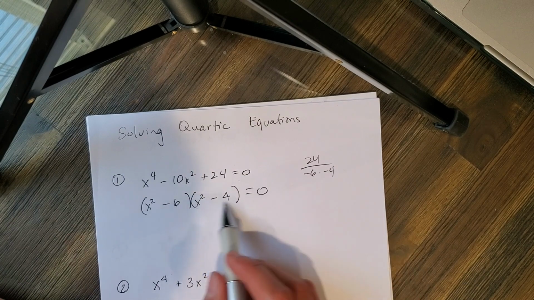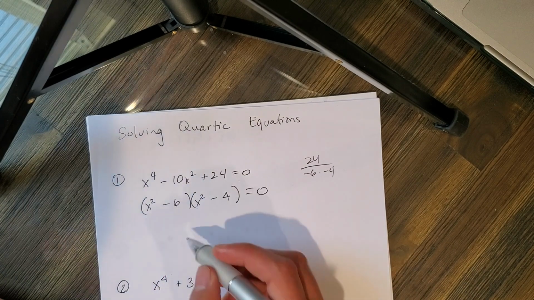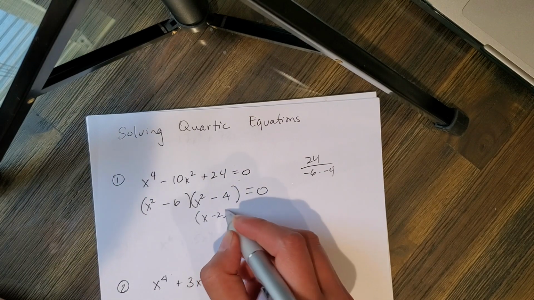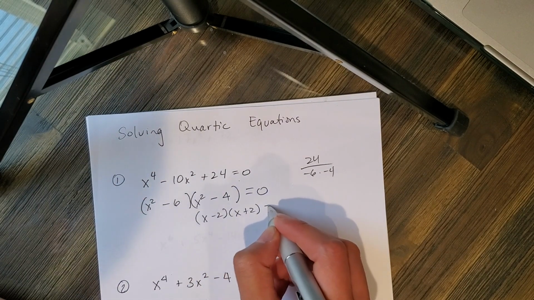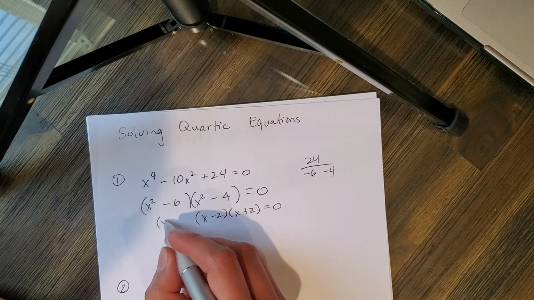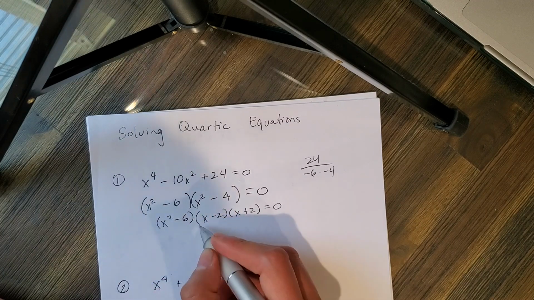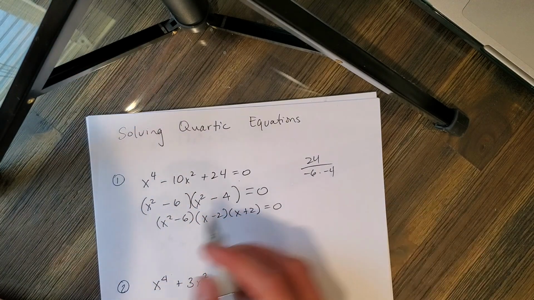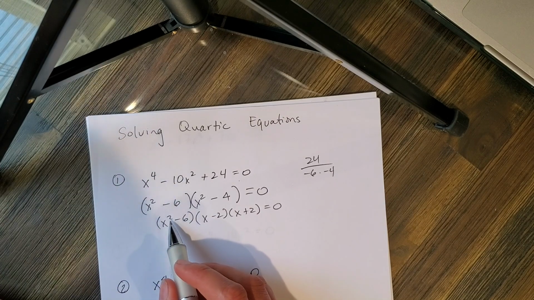And look for any difference of squares if you have any. And we do. We have it right here. This one is not, but this one is. So this will be x minus 2 times x plus 2. And then we could just bring this one down, okay? So we have a total of 1, 2, 3 factors, but this factor here has at most 2 solutions.